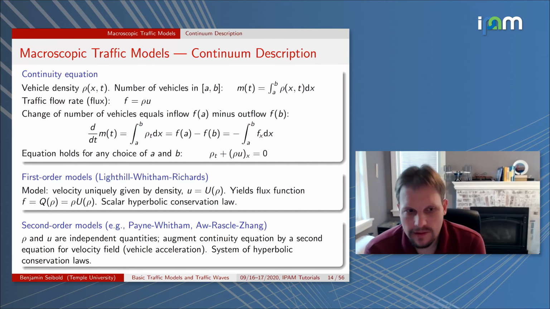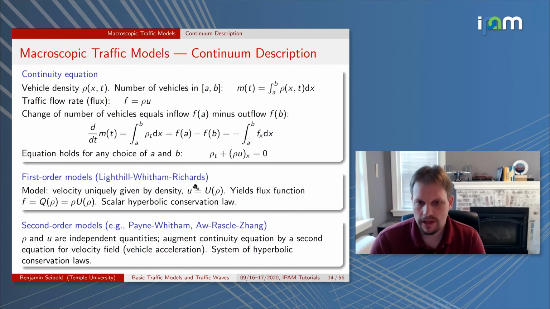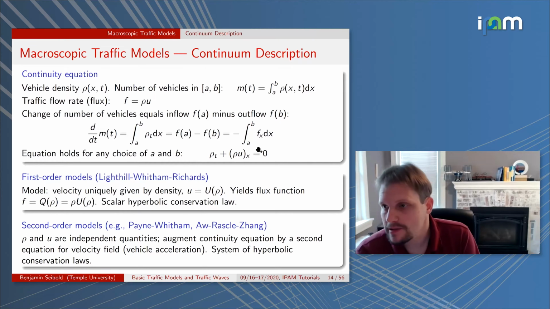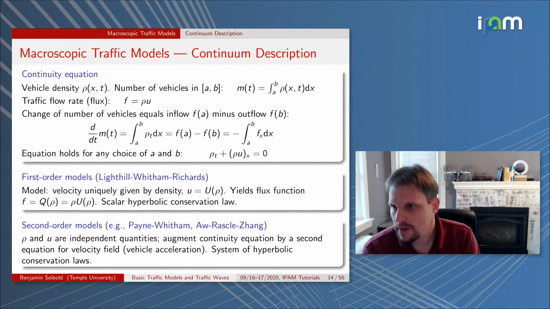So how can you make this into a model? Well, the simplest way to do it is you prescribe a relationship between the density and the velocity. So specifically, I say the velocity is some function of the density. That then induces the flux function q of rho, that's just rho times u of rho. And that then will make this a scalar hyperbolic conservation law, which is a whole field of mathematics that is well understood, and one can really understand how these solutions behave. And in a few minutes, I'll talk a little bit about that.